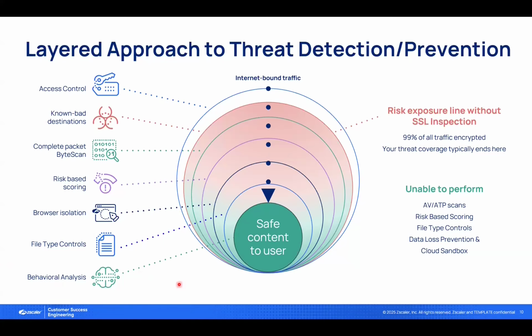One thing that's important to understand is that without SSL inspection, there are very few of the security controls that can be applied to a transaction that is encrypted but not inspected. Of these, only access control and known bad destination blocking can be applied to encrypted but uninspected transactions. Keep in mind that 99% of all web traffic observed is encrypted today, so it's vitally important that you inspect your traffic before configuring your sandbox policy.